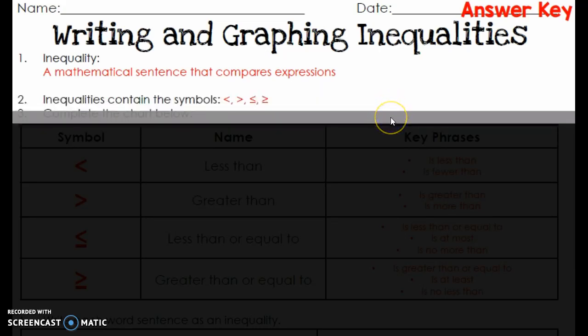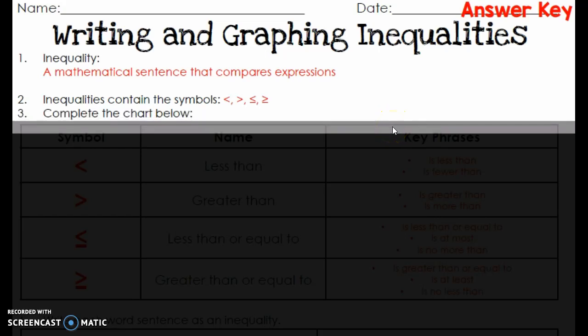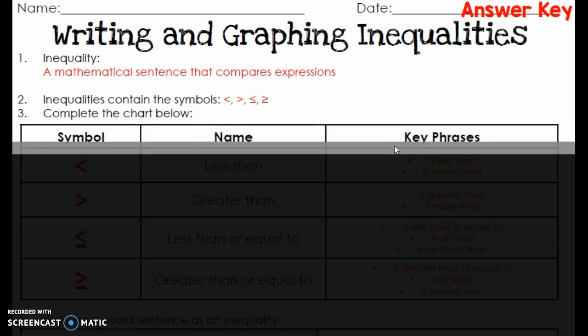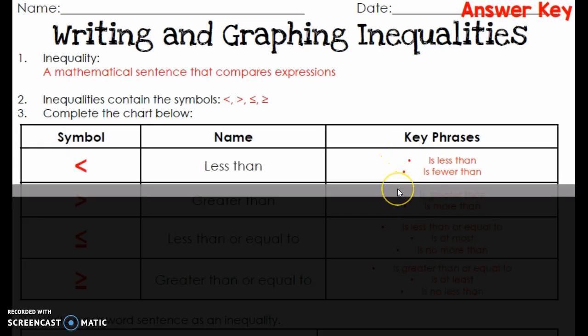Number two, the inequalities contain these symbols. Less than, if it points to the left, it's less than. Greater than, less than or equal to, or greater than or equal to. Those are the four signs you'll usually see when we talk about inequalities. Complete the chart below. You already have this chart, but the red is the part you don't have.